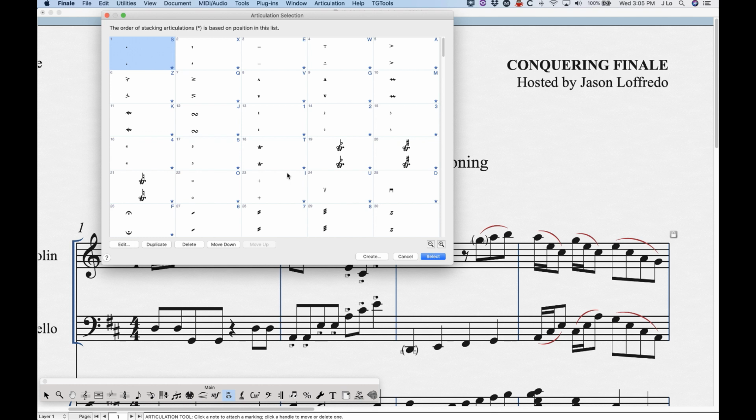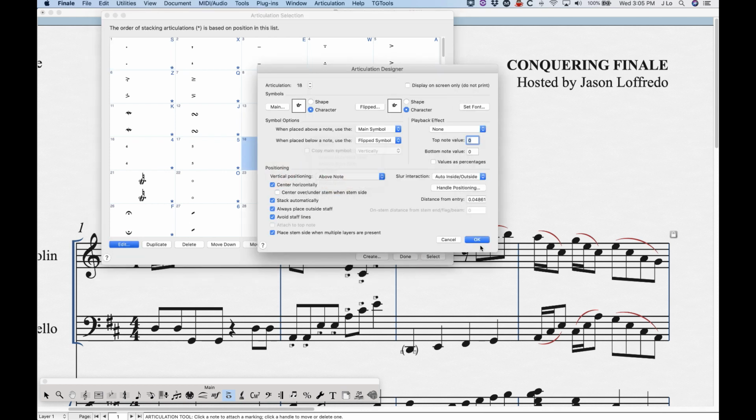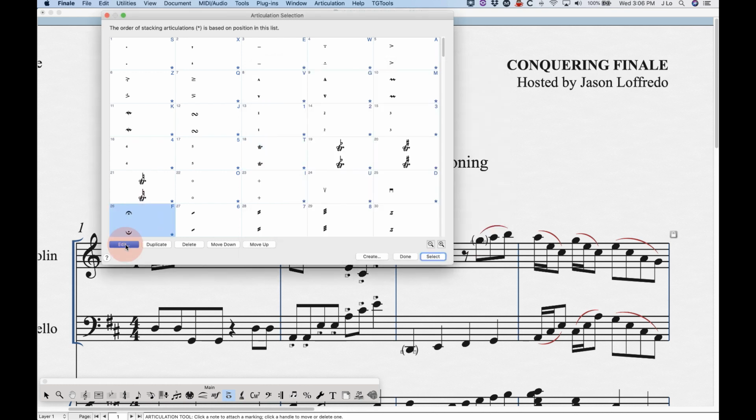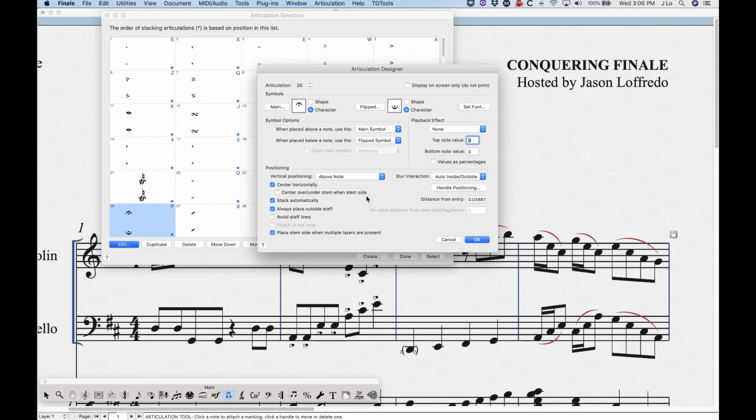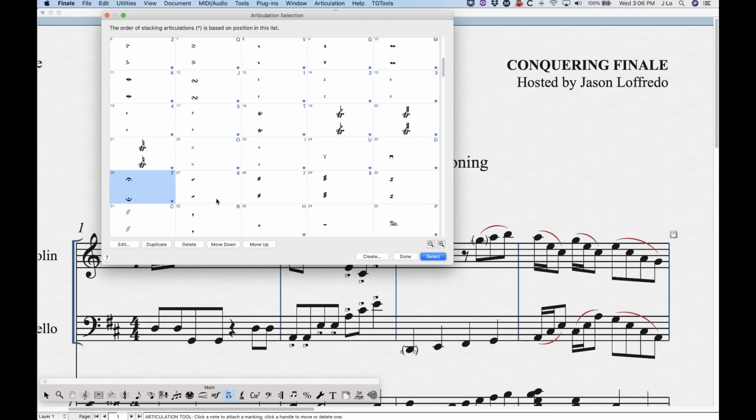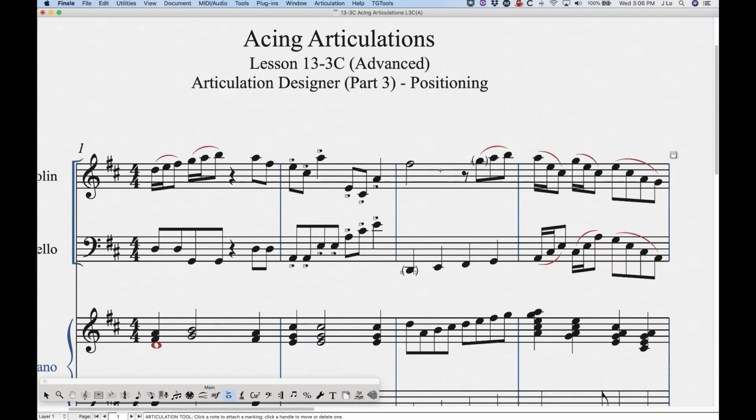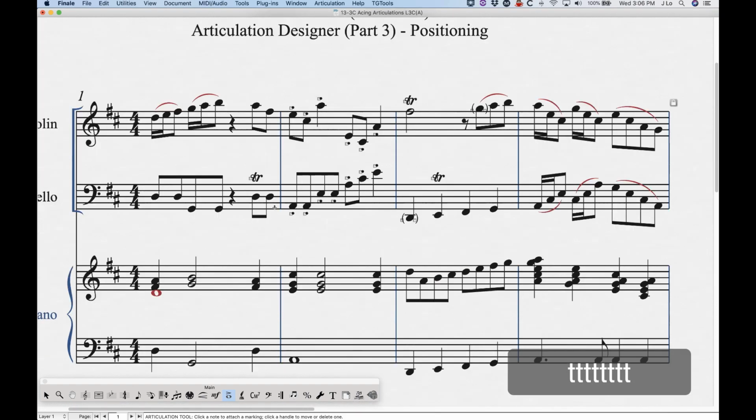All right. There's a lot that uses the above note setting. For example, the trill, you'll see, is set to above note. The fermata is set to above note. And again, this means that it will set the articulation above the note regardless of whether or not the stem goes up or down, right? So if I were to set the trill here, you'd see it's above. Here, you'd see it's still above, right? Doesn't matter where that trill goes, it's always going to be above.